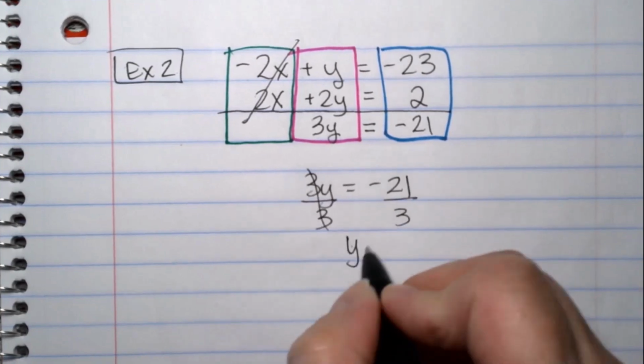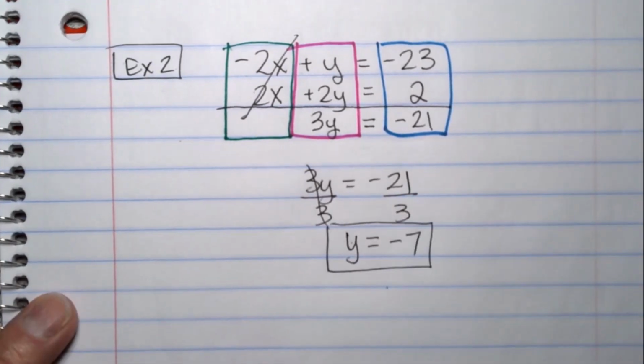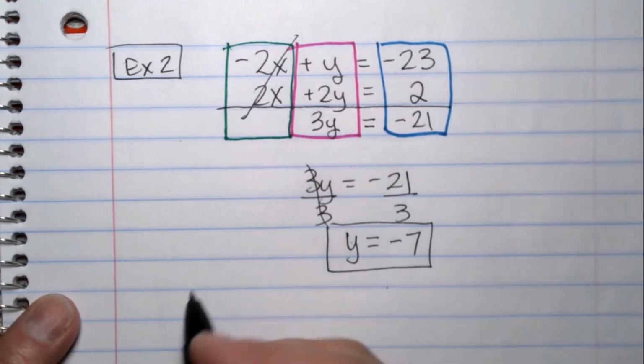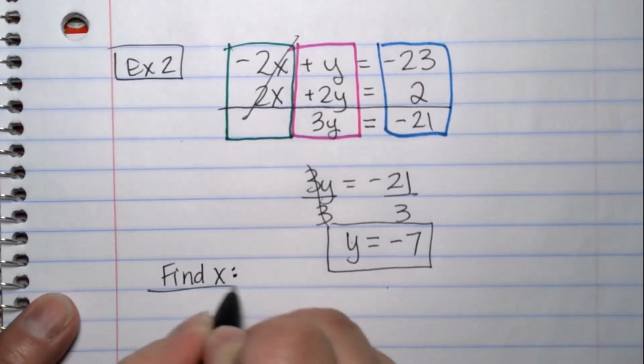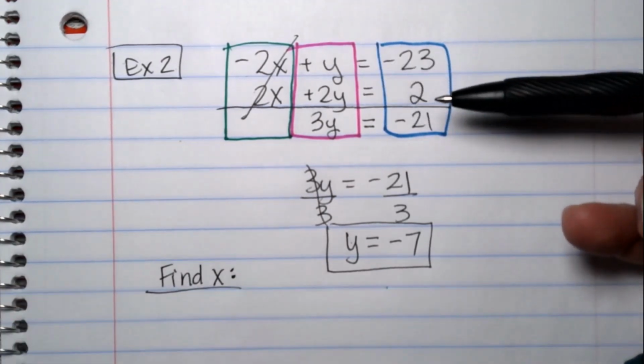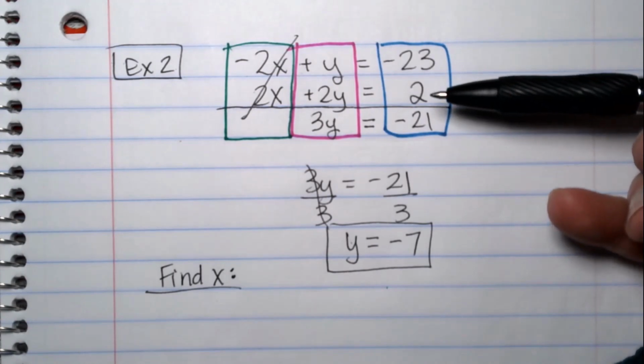Y equals negative 7. Now, we have to find the x. You go back to one of the original equations. Whichever one floats your boat, whichever one makes you happy. It doesn't matter. You can use either one. I think I'll go with the second one. I've been doing the second one in all my other classes.